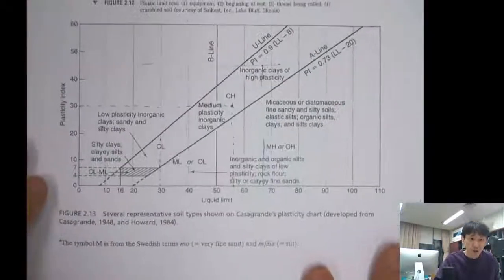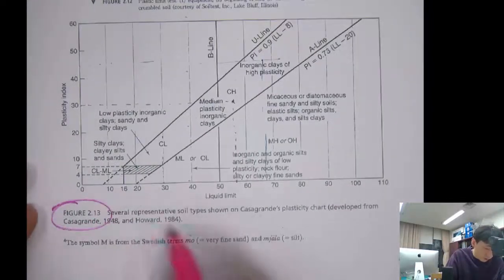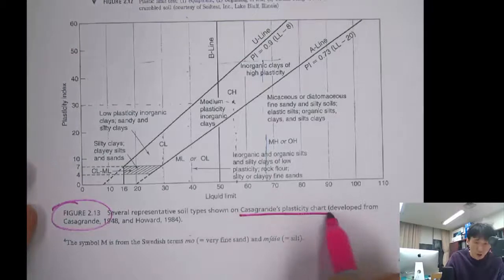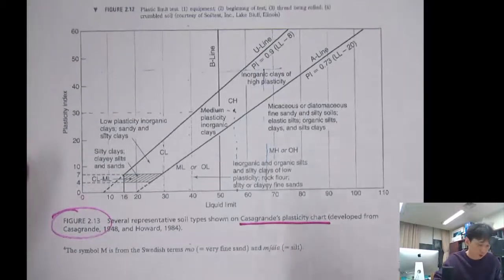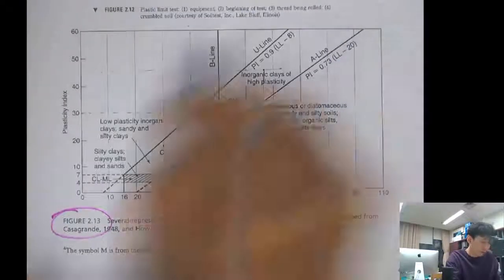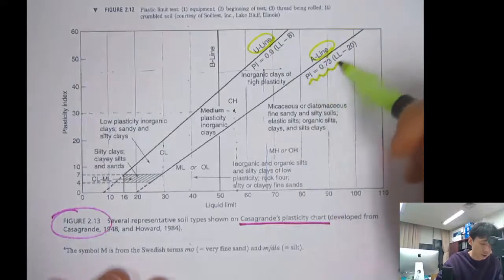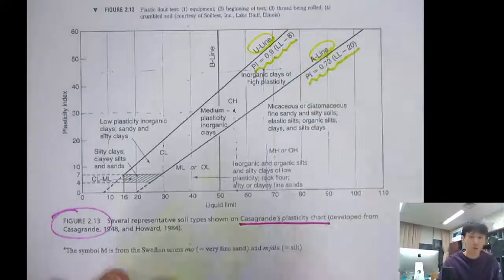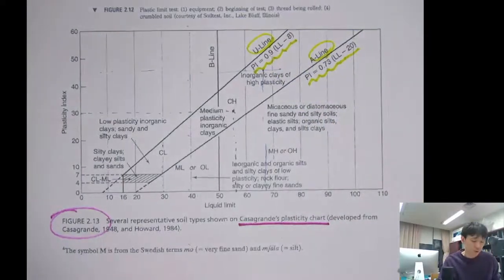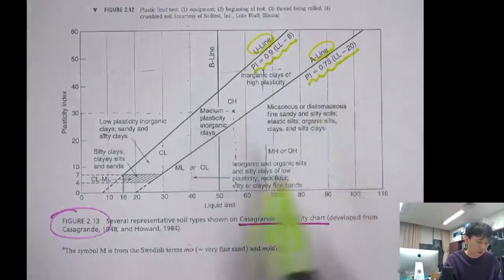Okay, there is the handout, the last one. You're going to use this chart a lot. This is the Casagrande plasticity chart again, with the numbers in it. Here's the A line, and the U line. Also, you can use this equation to find out whether your soil is above the A line or below the A line.